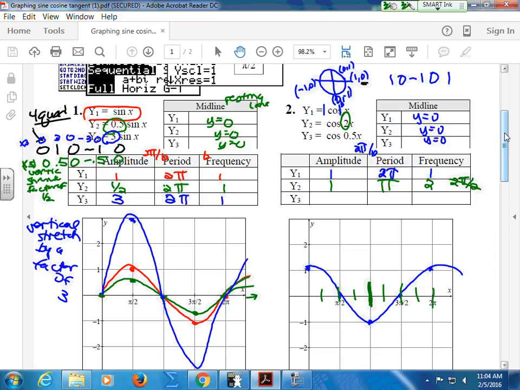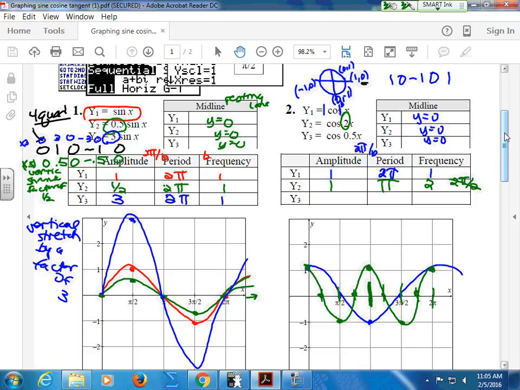So watch, my same pattern. 1, 0, negative 1, 0, 1. There's my first one. Isn't that one cycle in pi? Or 180 degrees, right? I do it again. 1, 0, negative 1, 0, 1. So do I have 2 complete cycles in 2 pi?